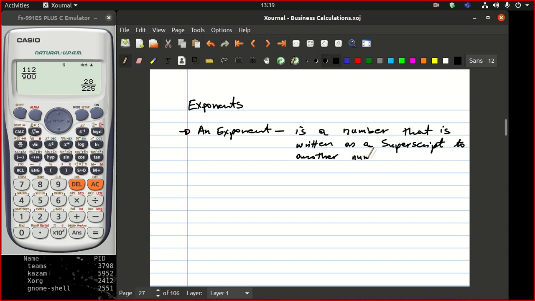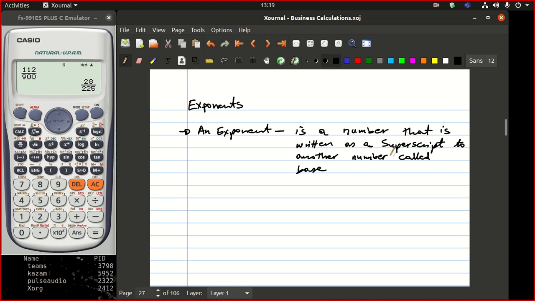The superscript to another number. This number is usually called the base. So an exponent is a number that is written as a superscript to another number called a base.